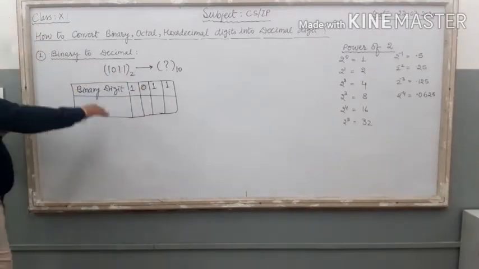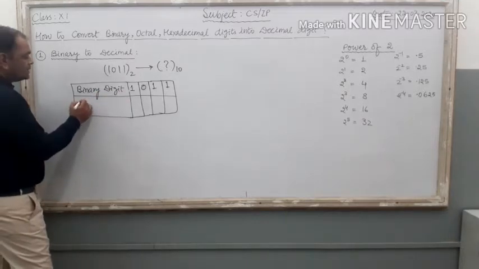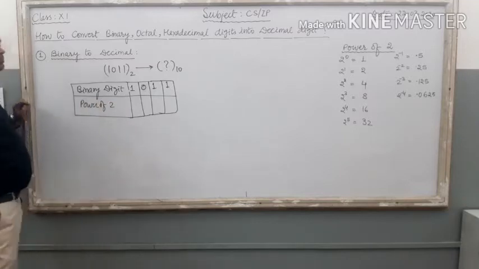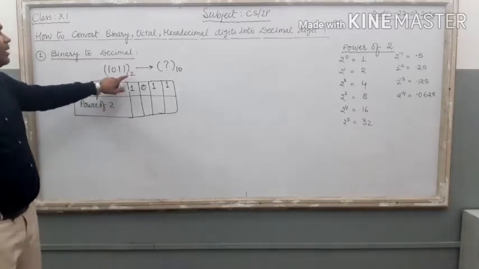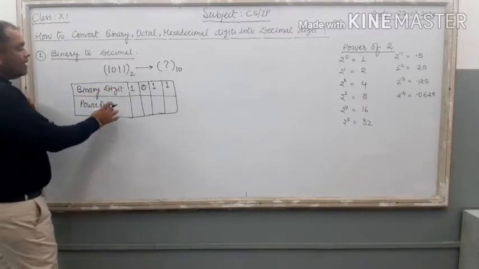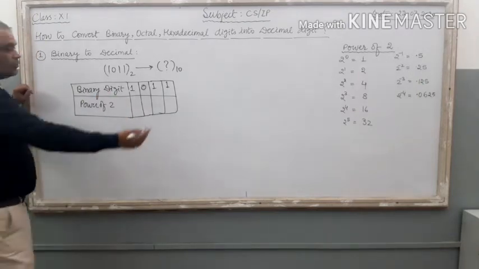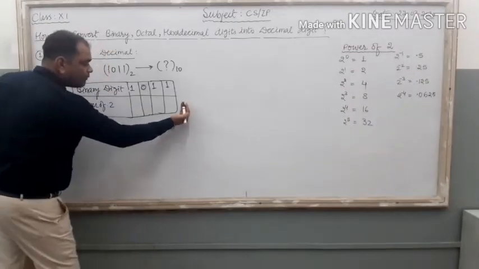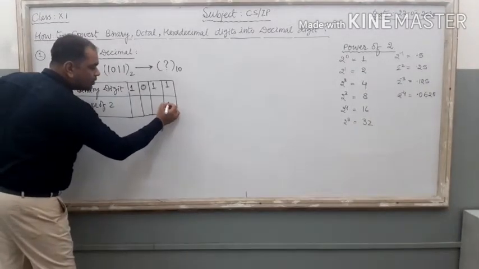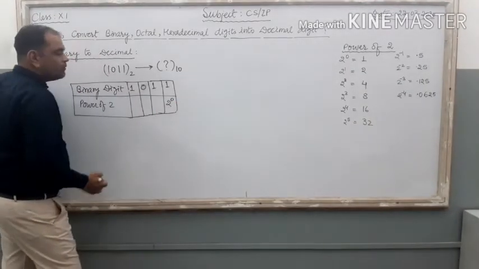Then at the downside, in the next row, I write power of 2. Power of 2 because it is a binary number, so we take powers of this binary base value 2. Just start from the right hand side. In the very first box from the right hand side, write 2 raised to power 0.